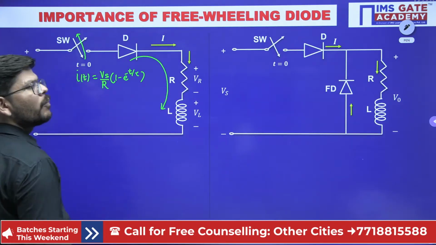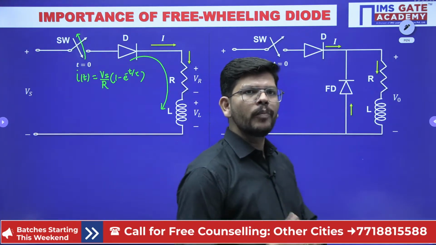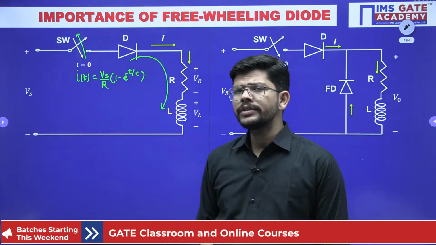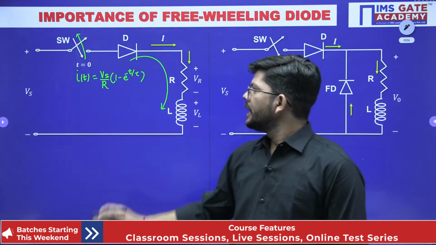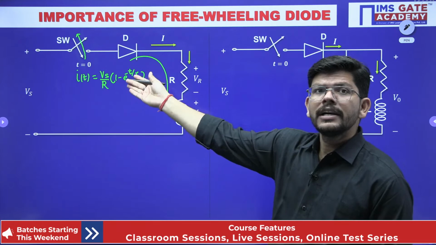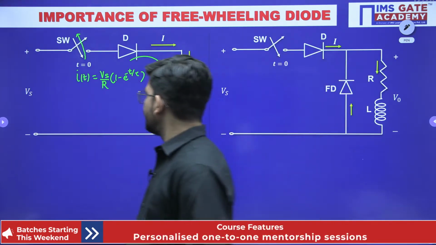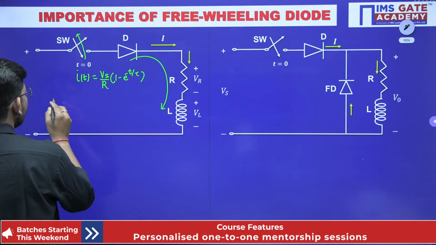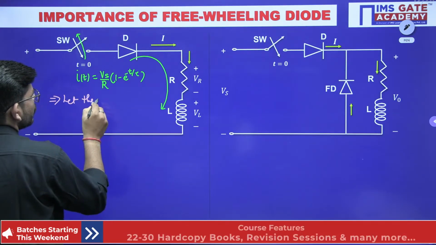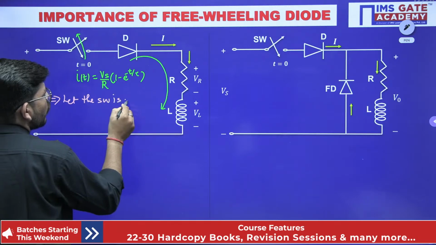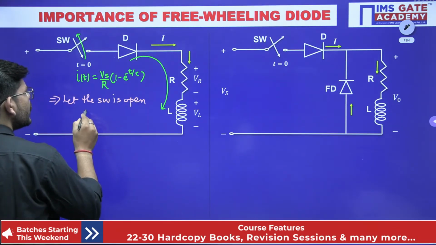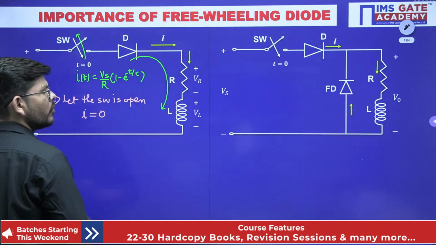If I am opening the switch right now, that means there is no connection of load with the source. Vs will become 0. In this circuit, no source voltage is applied. So the current might have become equal to 0, isn't it? So if the switch is open, what will happen? If the switch is open, the current will become 0, isn't it?